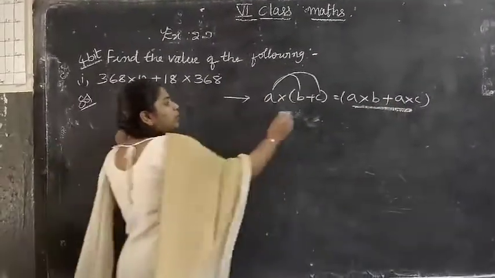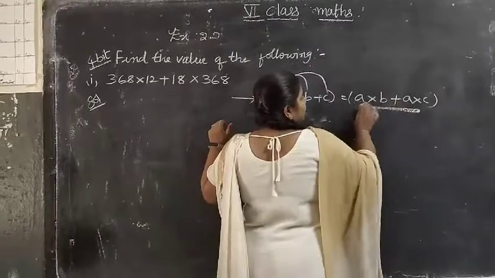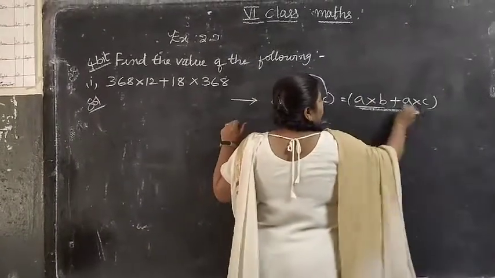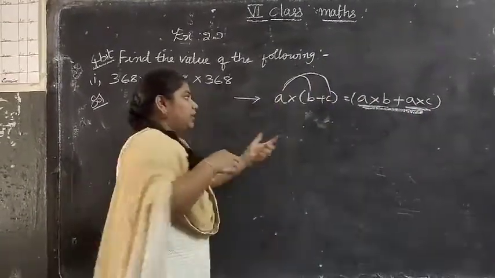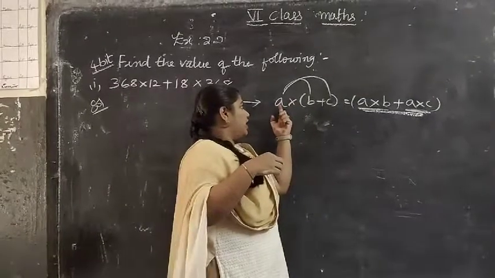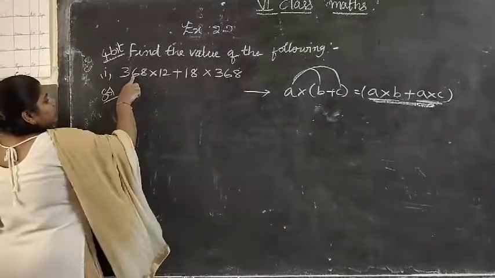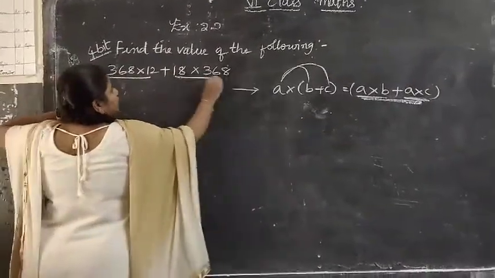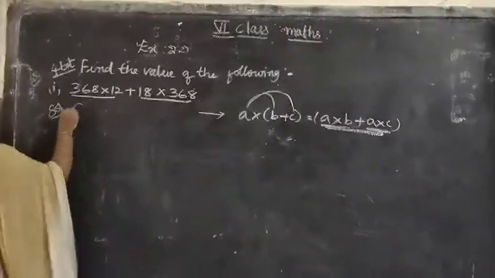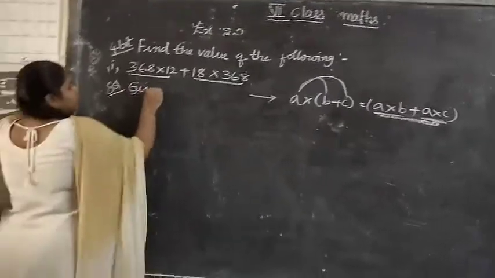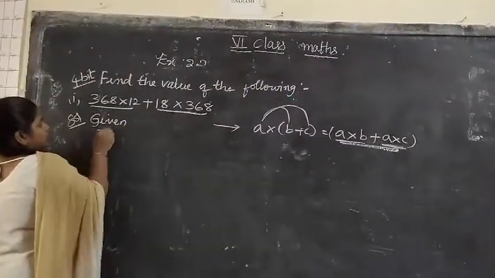A is common in both the terms here. In this term also you are having A, in this term also you are having A. So that A we have taken in property, they have taken it as common. So in this, what is the common number here? 368 is common in both the terms. So what you will do here? Take out that 368 as common.